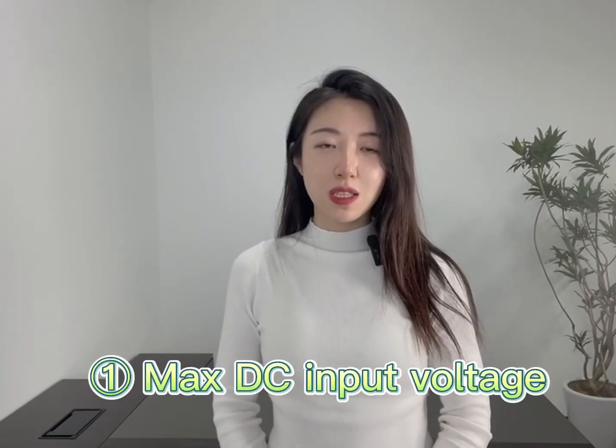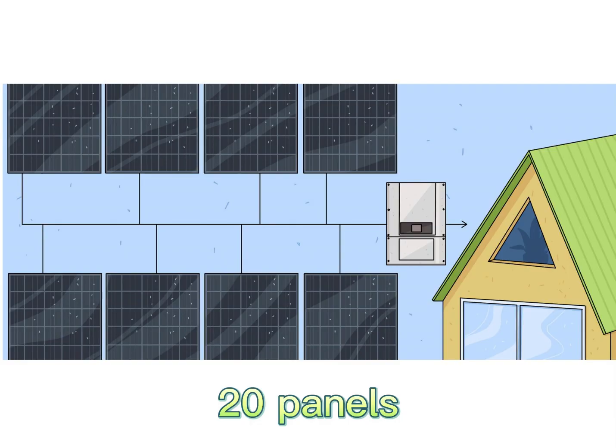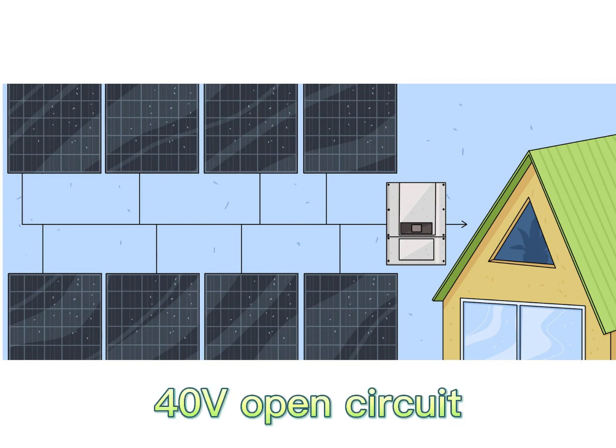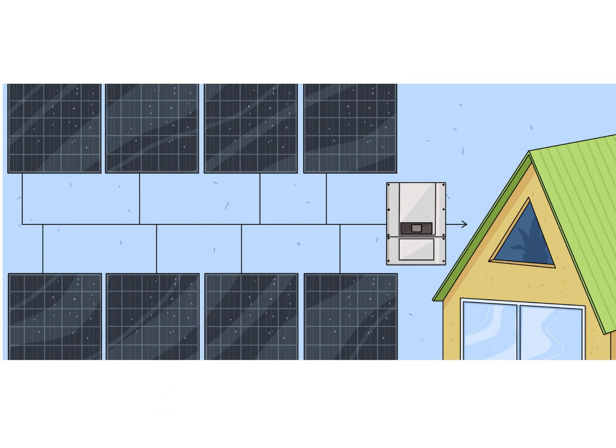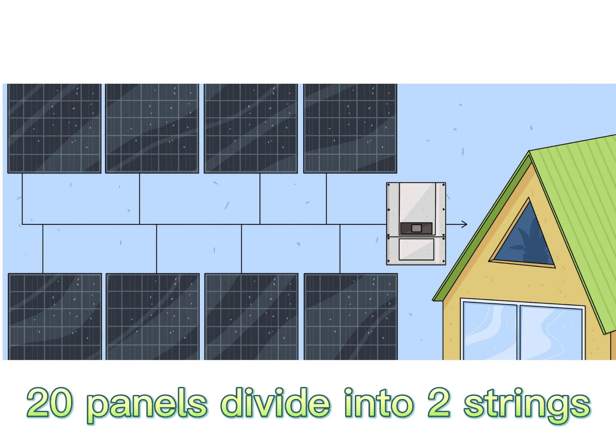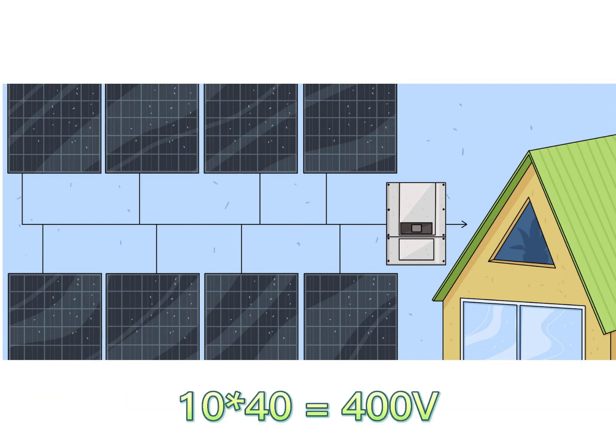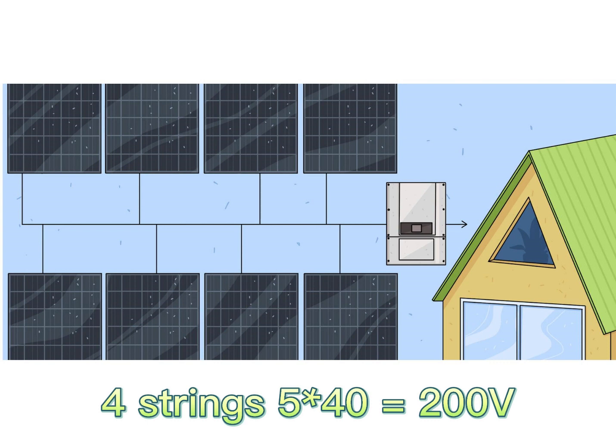1. Max DC input voltage. The maximum voltage allowed by the DC input of the inverter refers to the highest of the strings of DC input, and not the sum of all string voltages. For example, if you have 20 panels, each panel has an open circuit voltage of 40 volts. When you divide these panels into two strings, then 10 in a string, 10 times 40 is equal to 400 volts. So your maximum voltage is 400 volts.